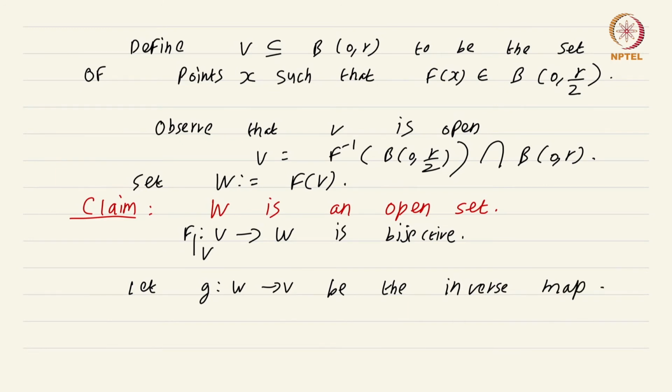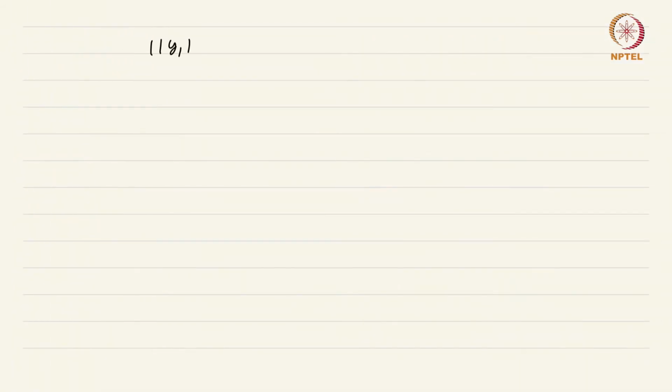Okay, now our aim is to somehow show that if x1 is a point in V and y1 equals f of x1, then there is an open set around this point y1 which is fully contained in W, or more precisely, if we can find some ball around y1 which is fully contained in W, then we are actually done. Okay, so we have fixed these points x1 in V and y1 is f of x1. Now by definition, norm of y1 is less than R/2.